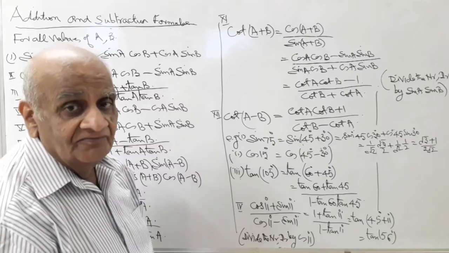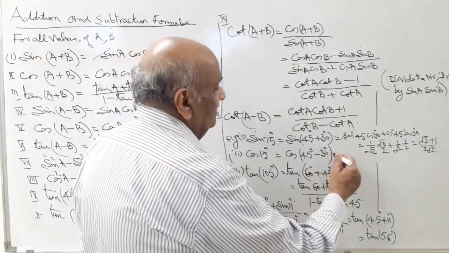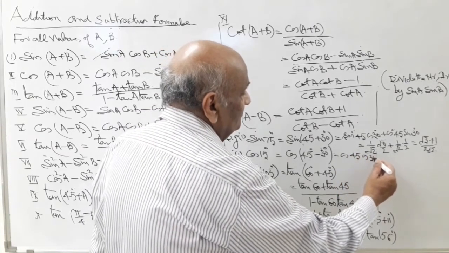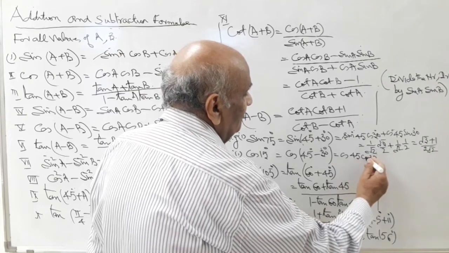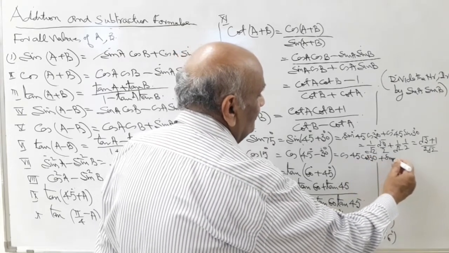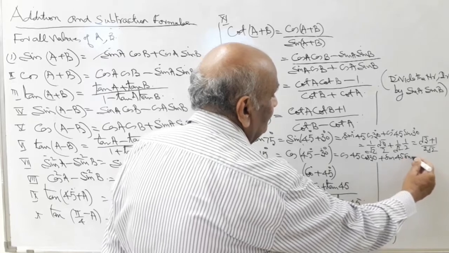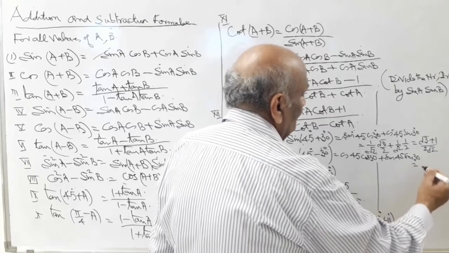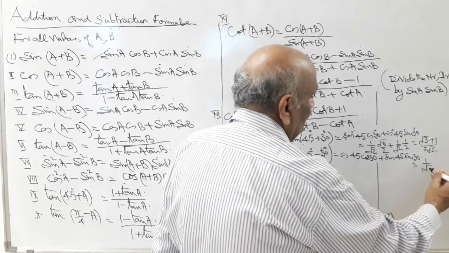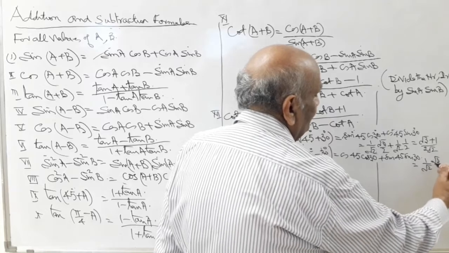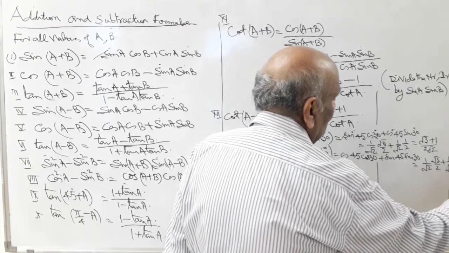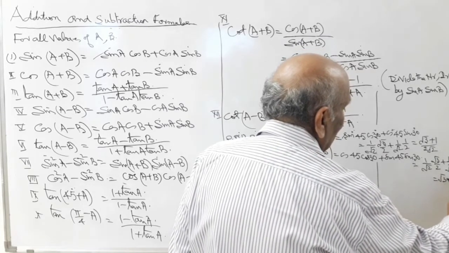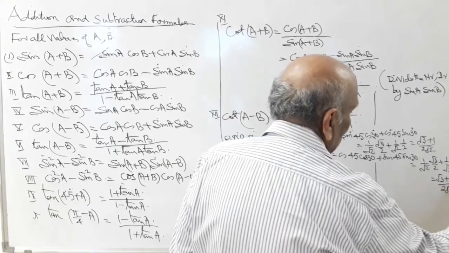Sin 75. Similarly, cos 15. It is 45 minus 30. Cos 45 cos 30 plus sin 45 sin 30. You substitute the values. This will be equal to 1 upon under root 2, under root of 3 by 2, 1 upon under root of 2, sin 30 is half. The value again is under root 3 plus 1 over 2 under root of 2.